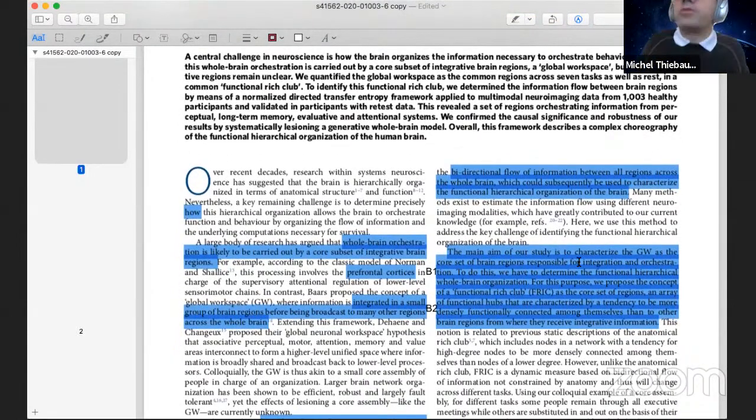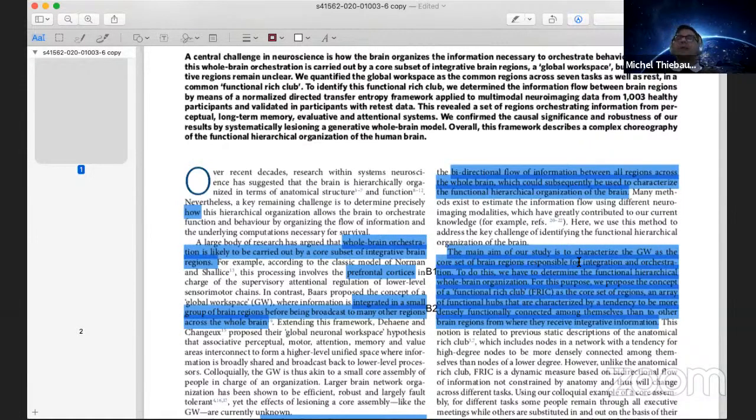So it was still a long work. And so they really wanted to characterize the global workspace, where it is in the brain. And so the idea is, if you have this global workspace, it should be at the top of the hierarchy, and it will be a core set of brain regions responsible for the integration and the orchestration of the functioning of the brain. And this, they measure by a new statistical approach that will measure somehow the interaction between different brain regions that they call the functional rich club, the FRIC. Literally means money in French, so I found this very funny.